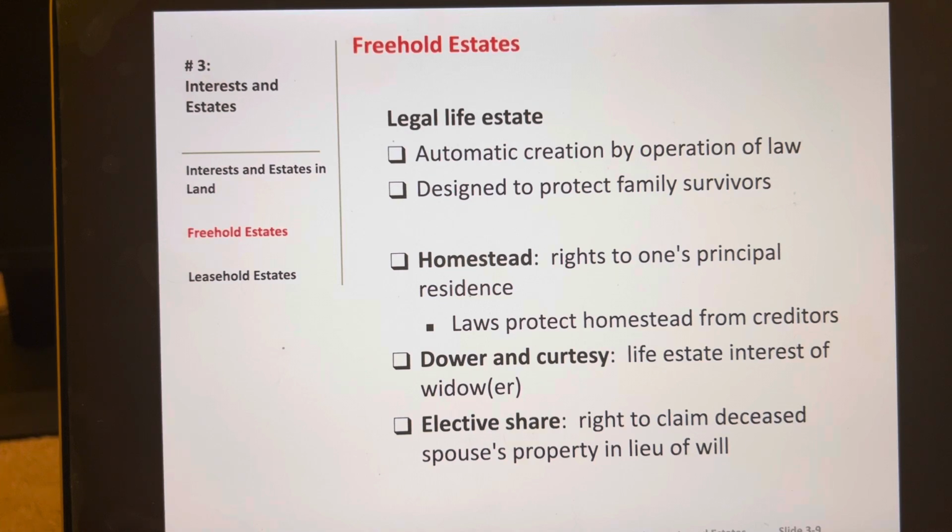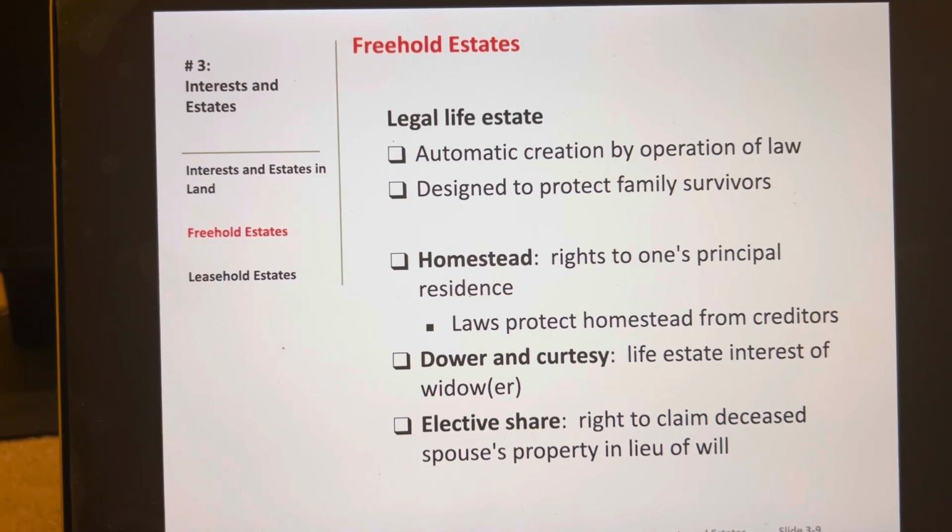Under legal life estate, we have homestead. And it's the right to one's principal residence. These laws protect the homestead from creditors. Okay? Homestead laws protect family members against losing their homes to general creditors attempting to collect on debts.